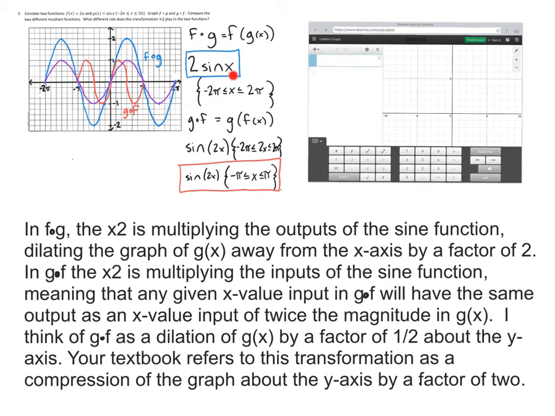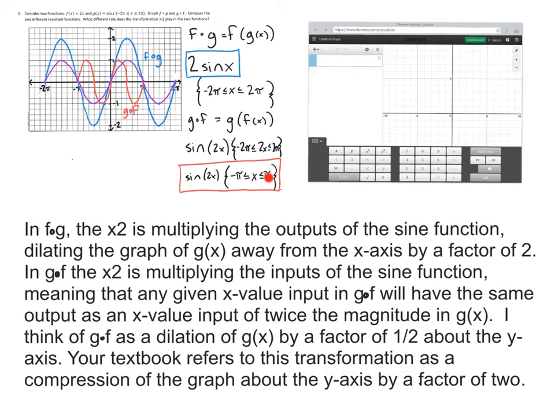It would probably also be good to note that F composed with G did not impact the domain restriction, whereas G composed with F did impact the domain restriction. F composed with G was a transformation of the range. It had no impact on the domain, whereas since G composed with F was a transformation of the domain, it had no impact on the range.